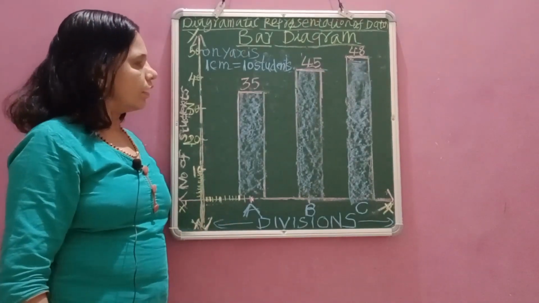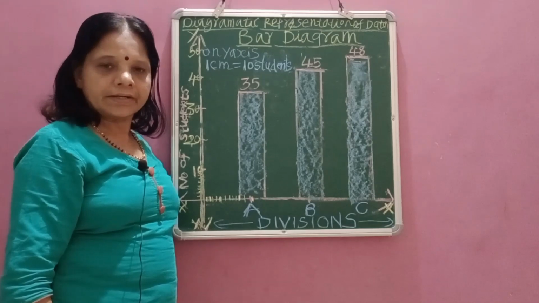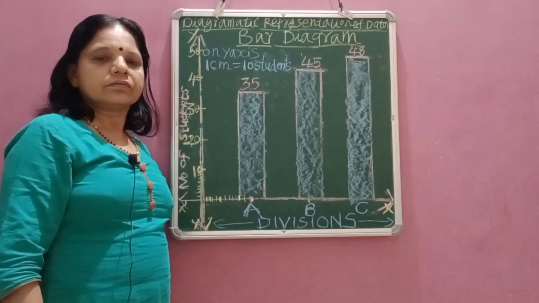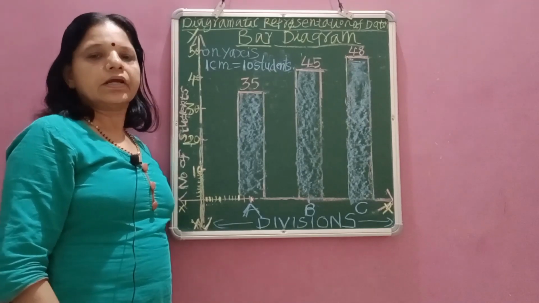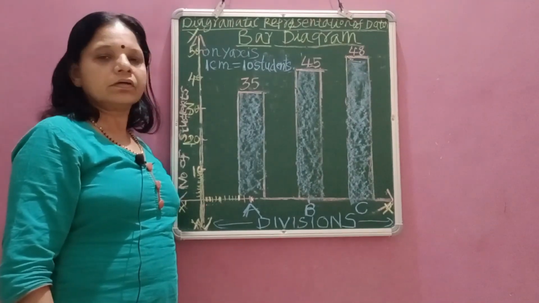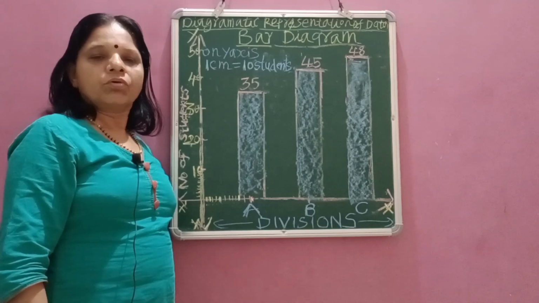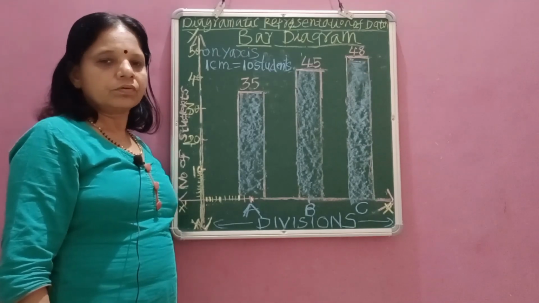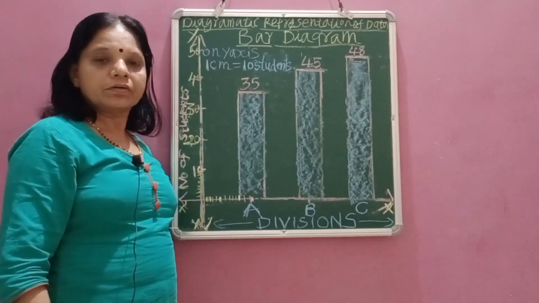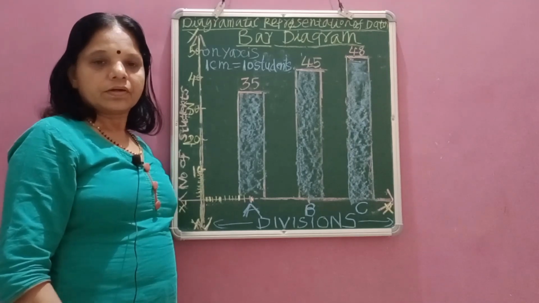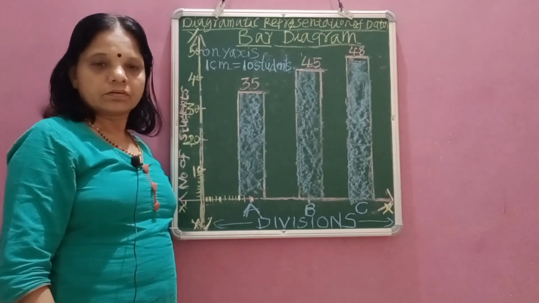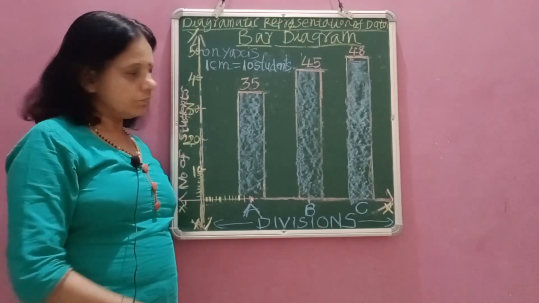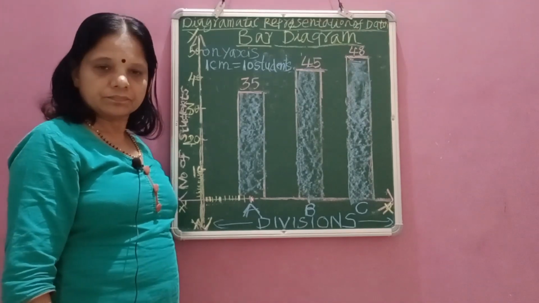Another thing, while drawing the diagram, the bars have a certain length. The length depends upon the quantity of the numeral, so it will be of different units. What is the unit of length? Centimeter, millimeter, meter, etc. That we can represent in the diagram.